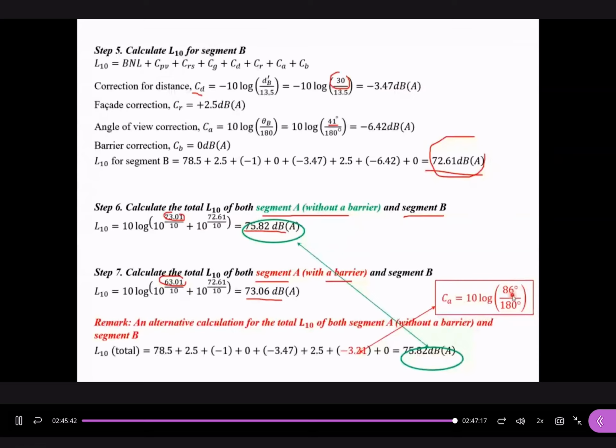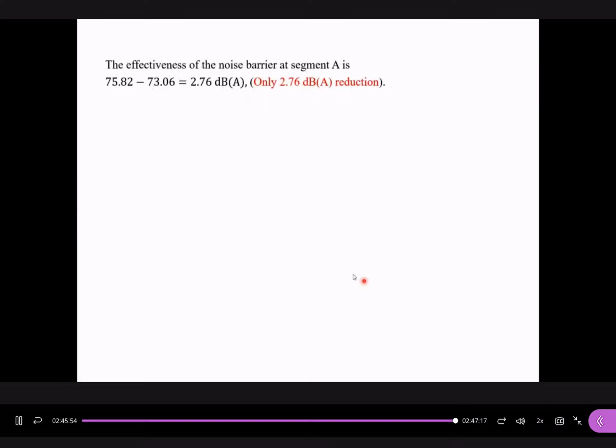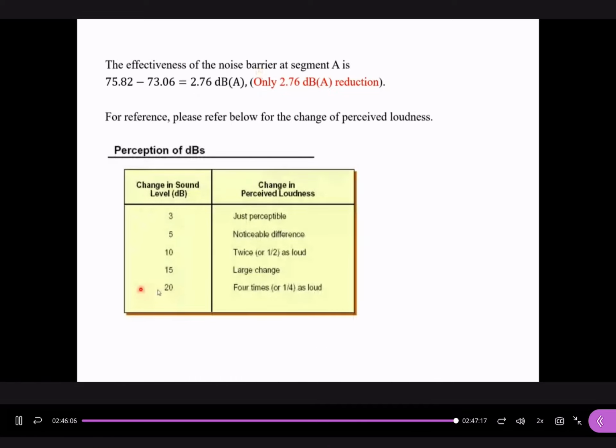Now, what is the difference if we build a barrier along 7A? The only difference is a 2.76 dBA reduction. This is the total value; is it useful or efficient? When you refer to this table, you can see that if there is only a change of 3 dB reduction, actually there is no significant change. It is only very minor and perceptible. It means that even if we build a barrier along 7A, the effectiveness of this barrier is not good. This is the full solution, and we apply the techniques presented in the calculation of road traffic noise to solve this problem.